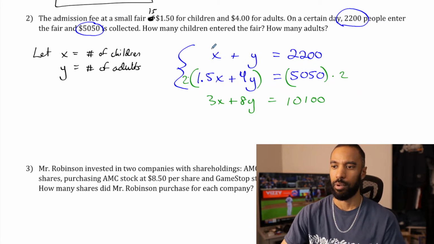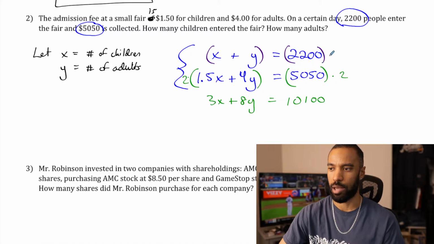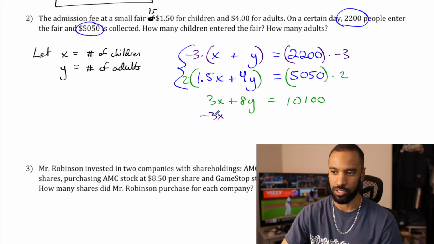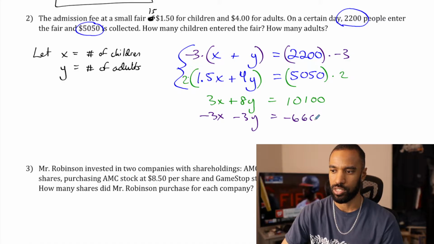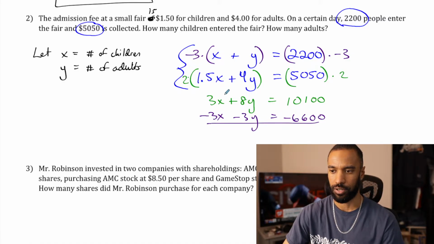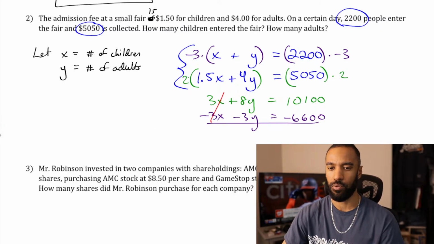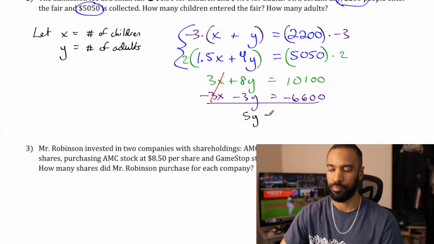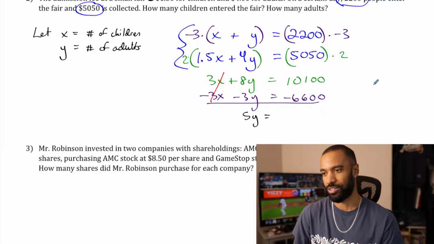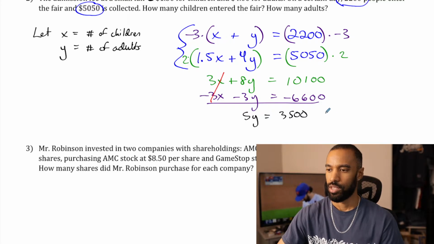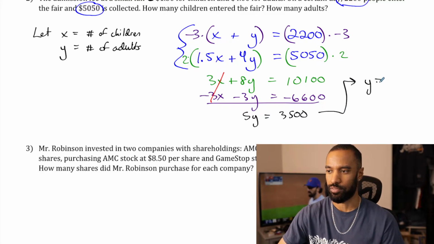But I could do something now like multiply this top equation by -3 to create an additive inverse for my x's. -3 times x is -3x. You can see how that helps. Minus 3y equals -6,600. I'll try and do this without a calculator as long as I can here. So 3x minus 3x is 0. 8y minus 3y is 5y equals, I kind of want a calculator suddenly, 3,500. So you divide both sides by 5, you get y equals 700.